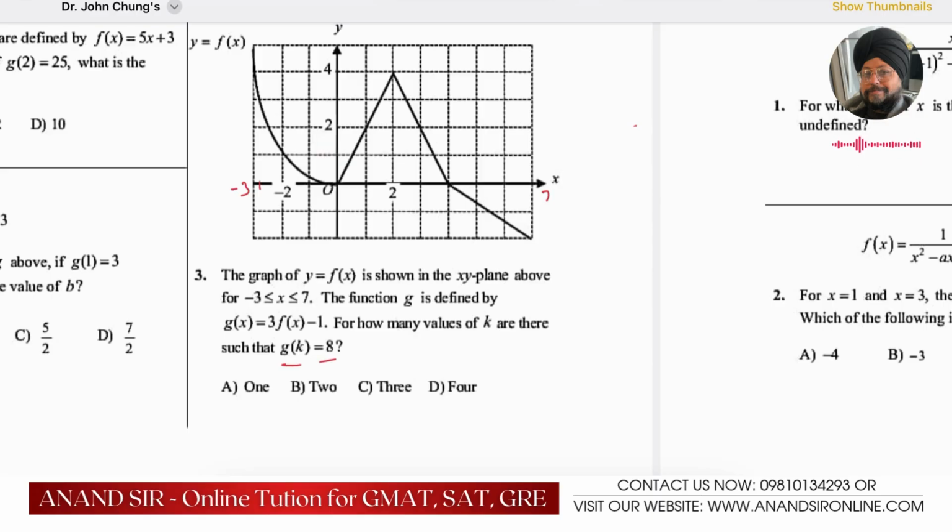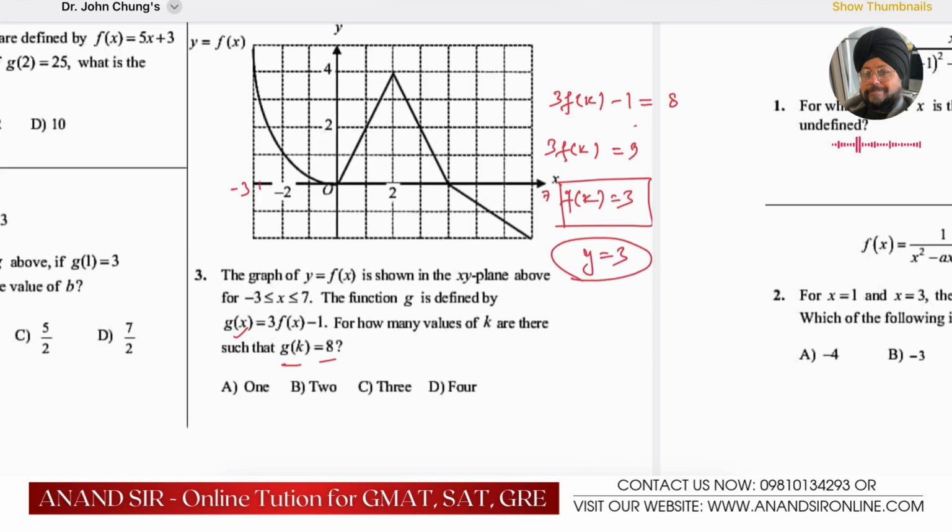I can write g(k) equal to 8 means 3f(k) minus 1 equal to 8. It means 3f(k) equal to 9. So f(k) is equal to 3. f(k) equal to 3 means y equal to 3.